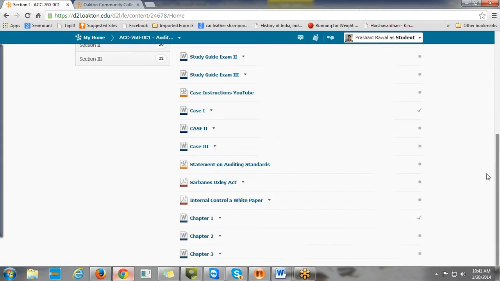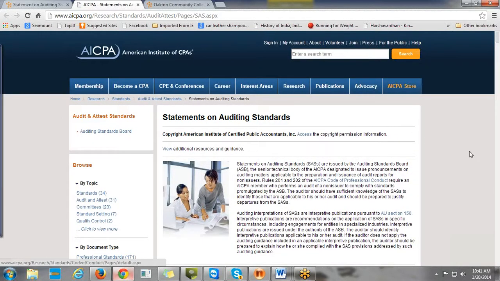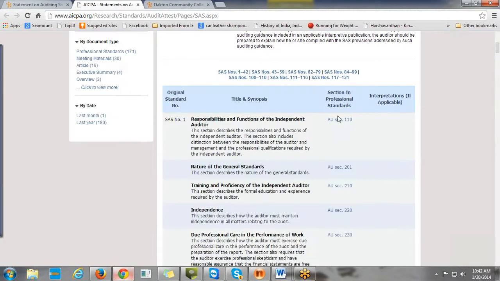In addition to that, this is the Sarbanes-Oxley Act I have given you. You can review it. Sometimes you may need to review this when you're doing the case. Statement on Auditing Standards. Let's take a look at this. In your textbook, you will find statements on auditing, SAS is what they call it in auditing. Here is the website if you want to.